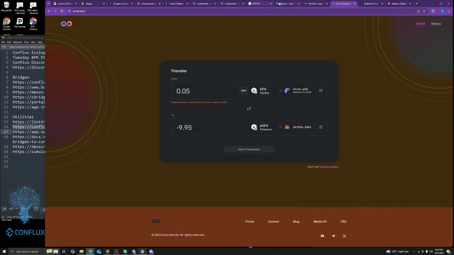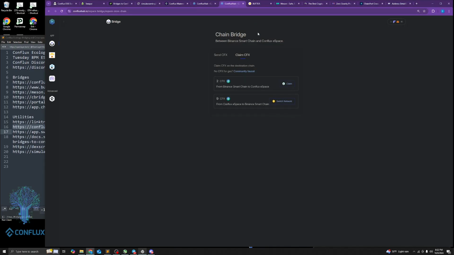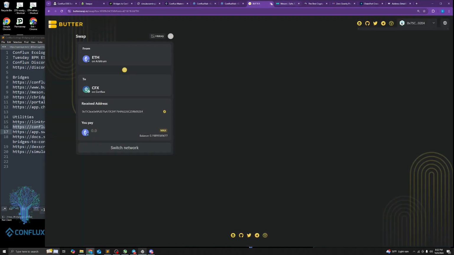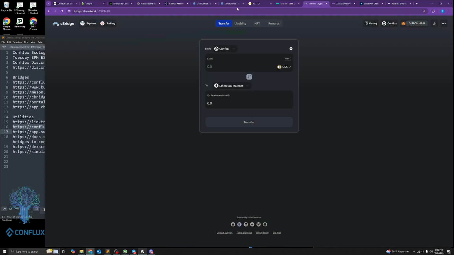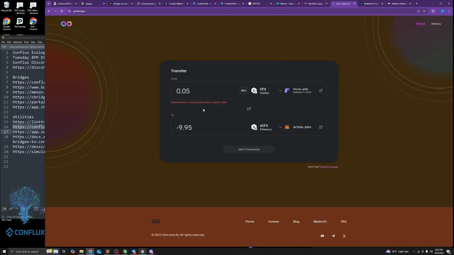So all the bridges that we've talked about so far, Conflux Hub, Butter, Meson, and cBridge, they connect directly to Conflux eSpace. On Conflux Core Space, we have this bridge, which is portal.0g.ai. It has some unique options, but they're more for advanced users.